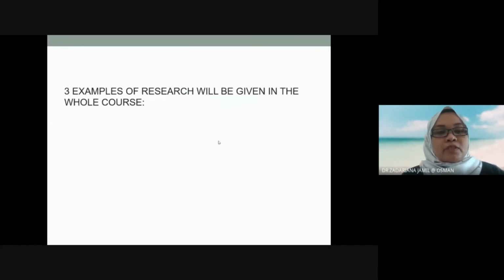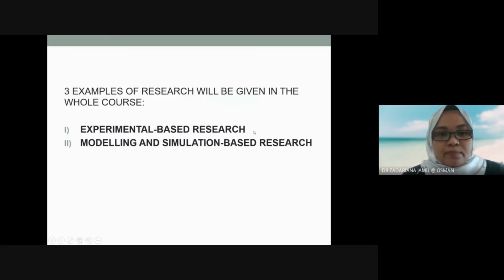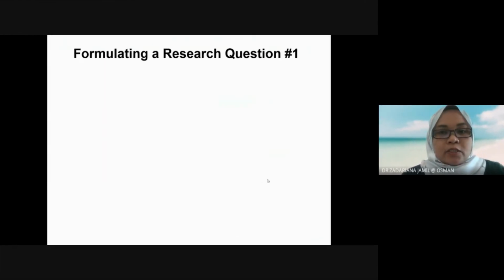There are 3 examples of research that will be given in the whole course. The first example is on experimental based research, then modeling and simulation based research, and then case study research. We will use these research designs in the following topics. Let's look at formulating a research question for example number 1.